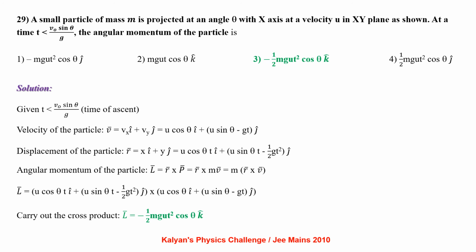Coming to the angular momentum of the particle, L bar equal to r bar cross p bar, that is r bar cross m v bar. Taking m out of the brackets, it is m times r bar cross v bar. Now it is the cross product of displacement vector and velocity vector. You carry out the product clearly and cautiously, we get the answer L bar equal to minus half m g u t square cos theta k cap.